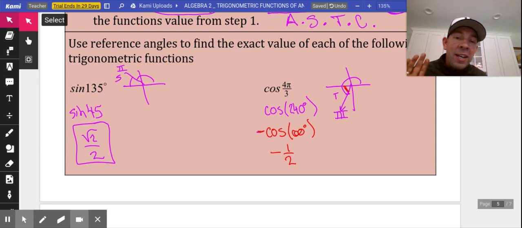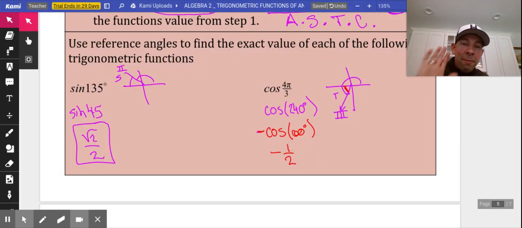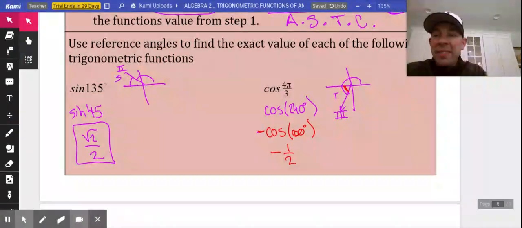Like I said, I get a lot of talented students. They'll tell me the answer is positive 1/2. They did everything right. They just forgot to prefix the sign there.